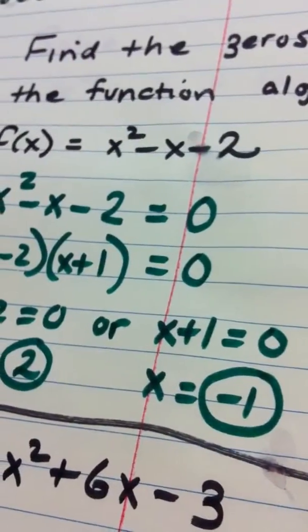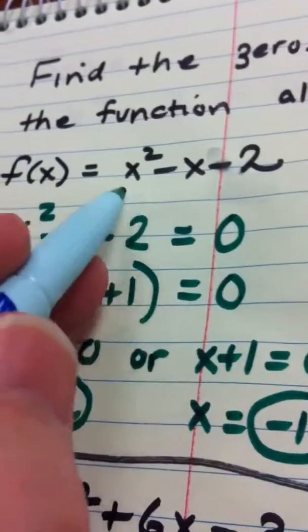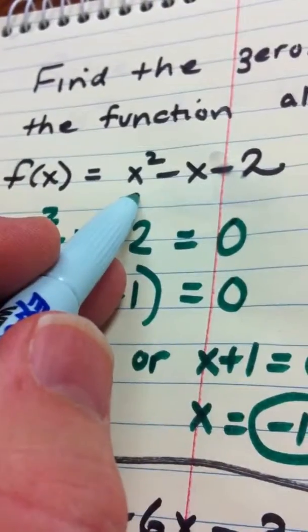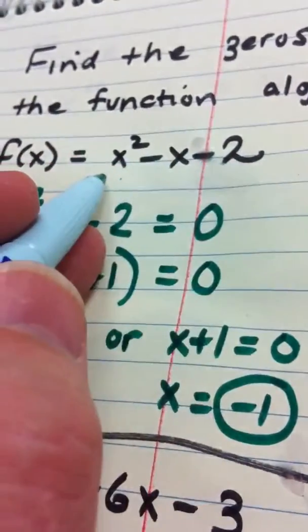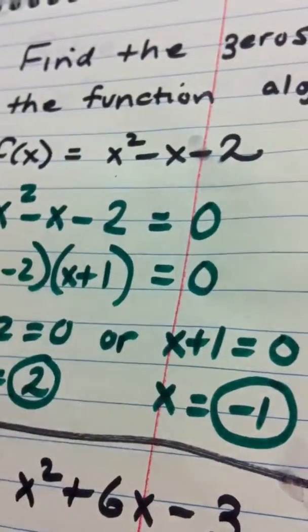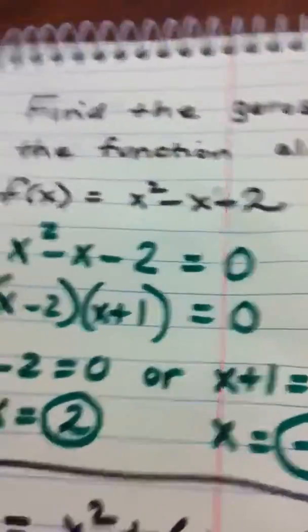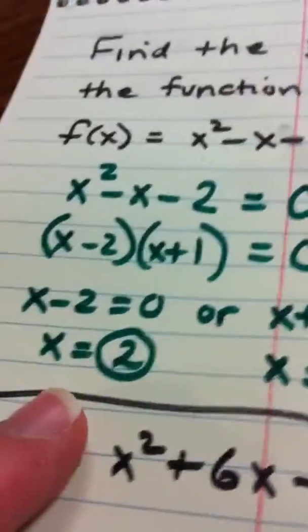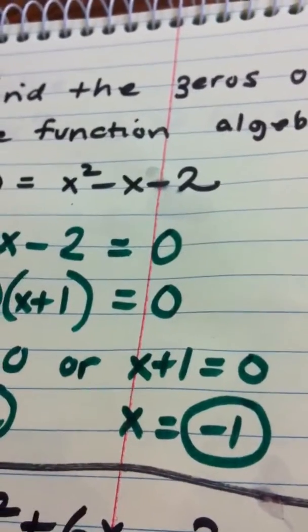And if you ever wanted to make sure that you did it correctly, when you plug a 2 into this function, you should get 0, and you will. When you plug a negative 1 into this function, you should get 0, and you will. So that's how you can always check to see if you did it correctly. If this number is a correct answer, when you plug it in, you should get out the answer 0. And they both actually check.